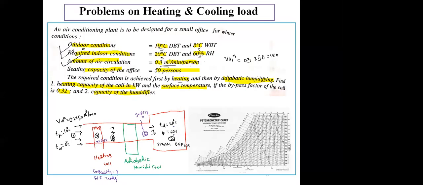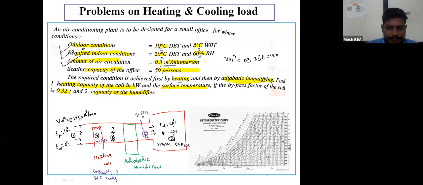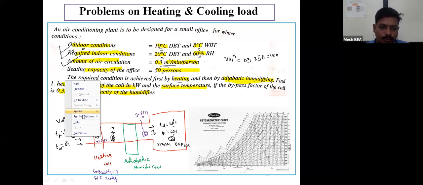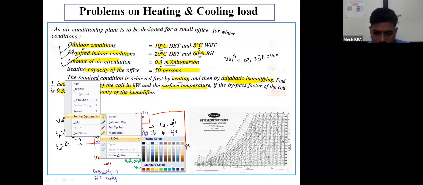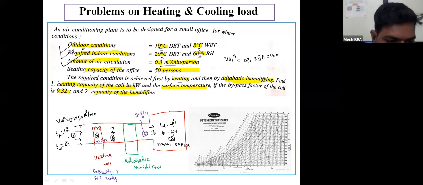So now what I will do, I will locate the condition on this psychrometric chart so that it will be easy for you to understand this concept. Here I have to first of all locate point number 1 on this chart. Point number 1 is indicating 10 degrees centigrade dry bulb temperature, 8 degrees centigrade wet bulb temperature.